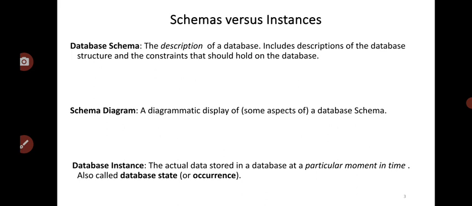First, schemas versus instances. Database schema: the description of the database, which includes the descriptions of the database structure and the constraints that should hold on the database, is called the database schema. While designing the database, we should be able to write the tables. As you know, the data will be stored in the form of tables. A table will contain rows and columns. So representing the data in the form of tables, and that table in turn contains rows and columns, is called a database schema.